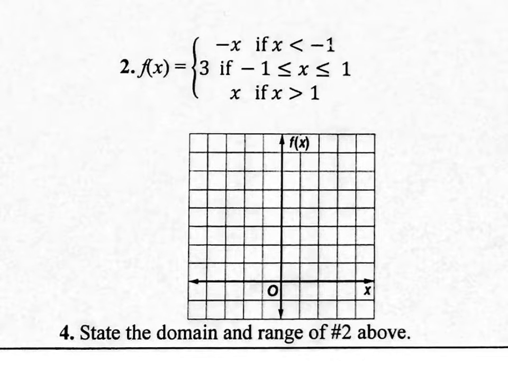Okay, so here's part 2. Going to the second one. Let's graph these 3 pieces. The top one we're going to call, or pretend that it's, y equals negative x, because it really is y equals negative x. The next one's y equals 3.